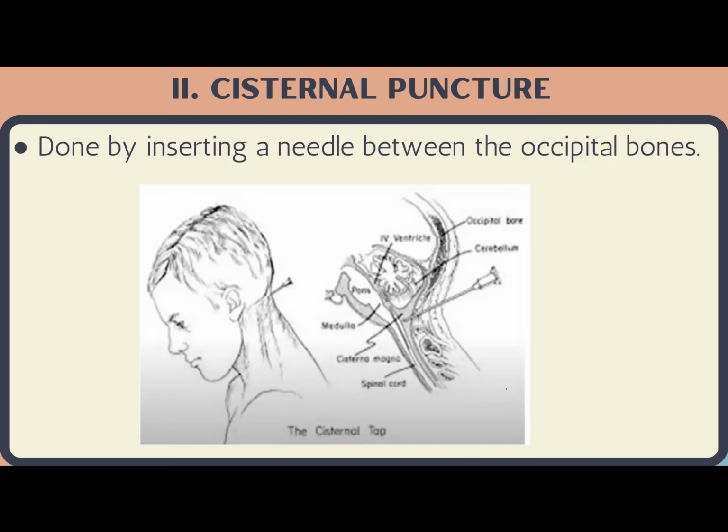Now, we have the second puncture, class. We have the cisternal puncture. Cisternal puncture, class, is done by inserting a needle between the occipital bone, at the back of your neck, class. So, this is a very difficult procedure and more prone to risk of paralysis. So, patients are more prone to risk of paralysis. Imagine performing a lumbar tap or a cisternal puncture at this location, class. Even patients would be bothered by that.